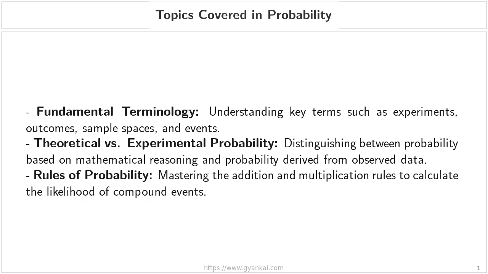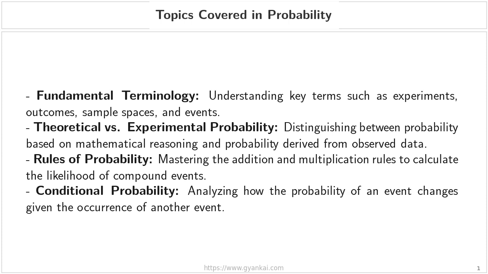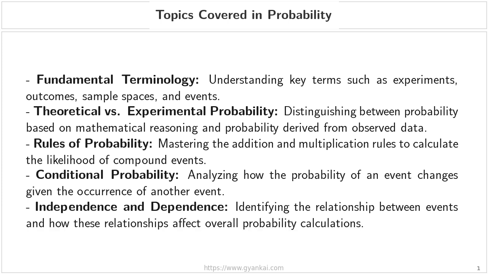As we progress, we will master the essential rules of probability, specifically the addition and multiplication rules, to calculate the likelihood of compound events. We will also delve into more complex areas, such as conditional probability, where we analyze how the probability of an event changes given the occurrence of another, and the concepts of independence and dependence, which help us identify how events relate to one another.